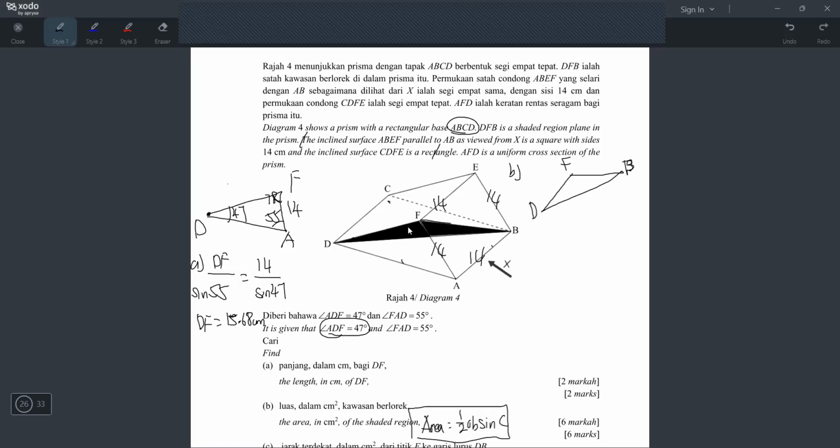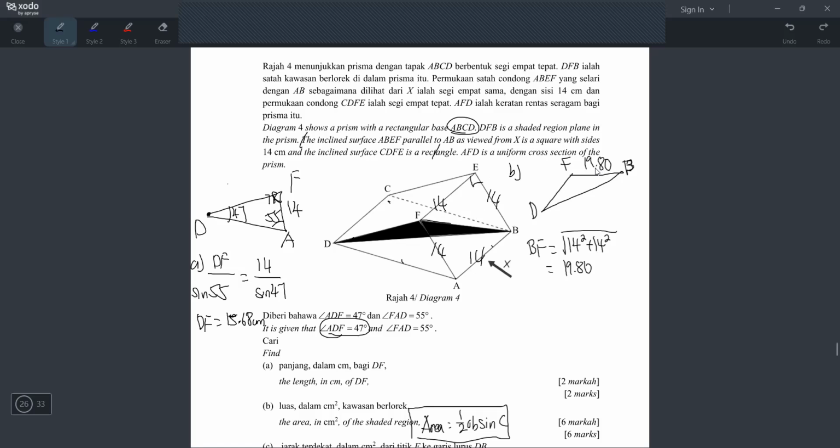Okay, so how to do it? Let me think. First thing first, can I find the BF length? Yes, because this is 90 degrees. And if you look carefully, this is a right angle. So I can do Pythagoras theorem. Square root of 14 squared plus 14 squared, right? I will plus because I'm finding the longest side in the right angle triangle. So what is 14 squared plus 14 squared? Press calculator and then square root the answer. Okay, 19.80. So that should be the length of BF.